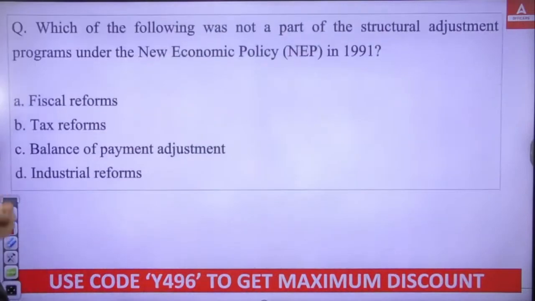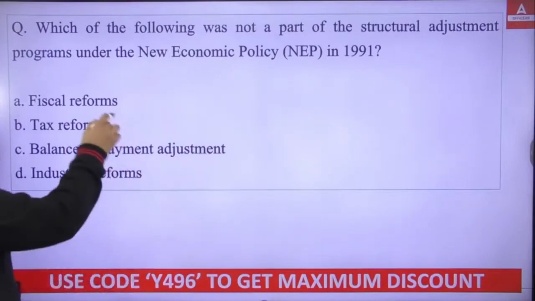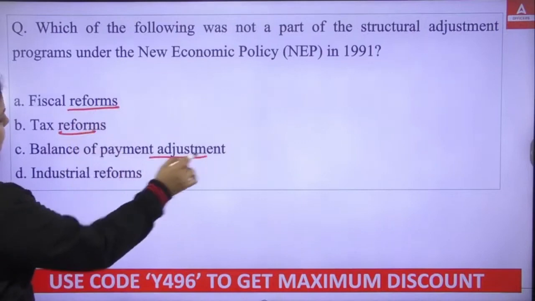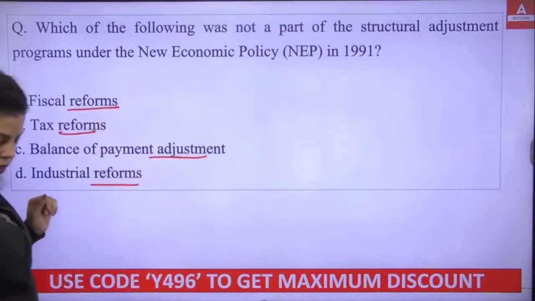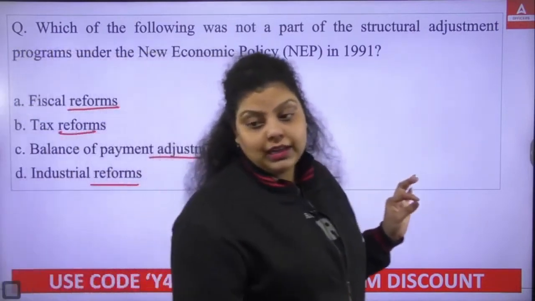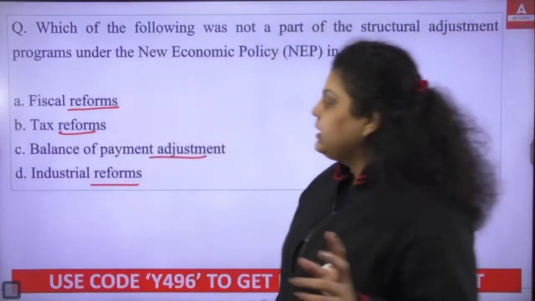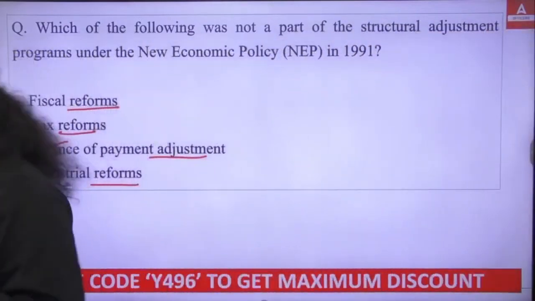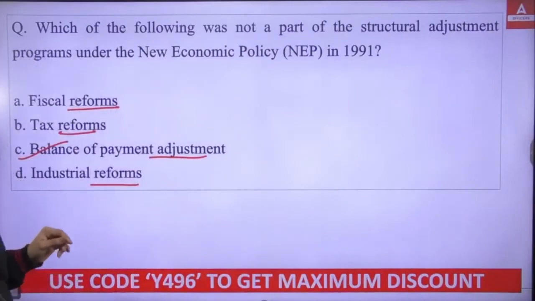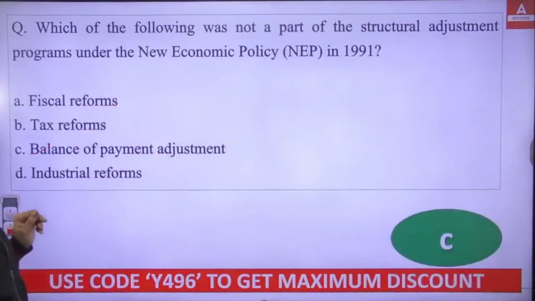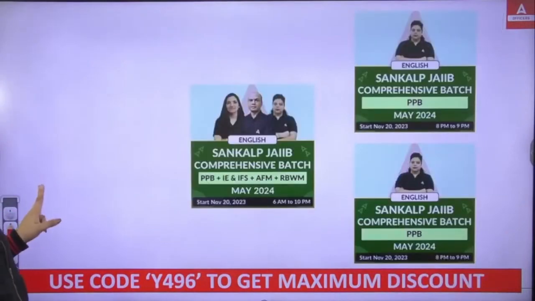LQP. Do remember this. This is very important. Now, which of the following was not a part of a structural adjustment program under the new economic policy? The options are: the fiscal reform, the tax reform, the balance of payment adjustment, the industrial reform. So, it's very obvious balance of payment is not one of them. The balance of payment is not a structural adjustment plan in the new economic policy 1991. So the right answer will be C.